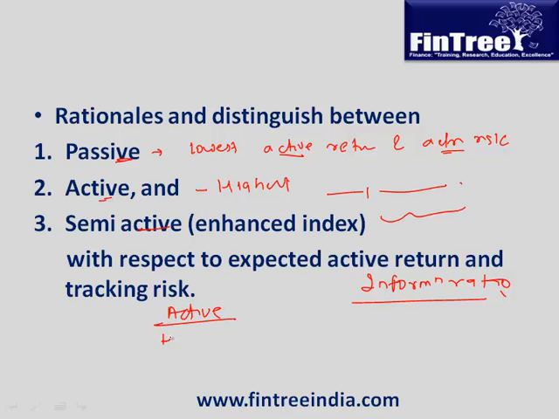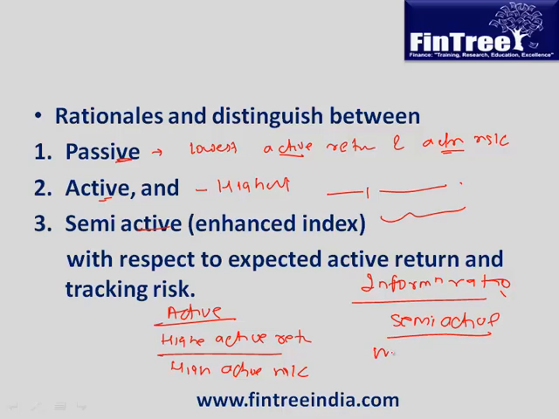you will have high amount of active return and you will also have high amount of active risk. Okay. In case of semi-active, which is also called enhanced indexing, you will have moderate amount of active return, you will have moderate amount of active risk. So now out of these two, which one will have higher information ratio?